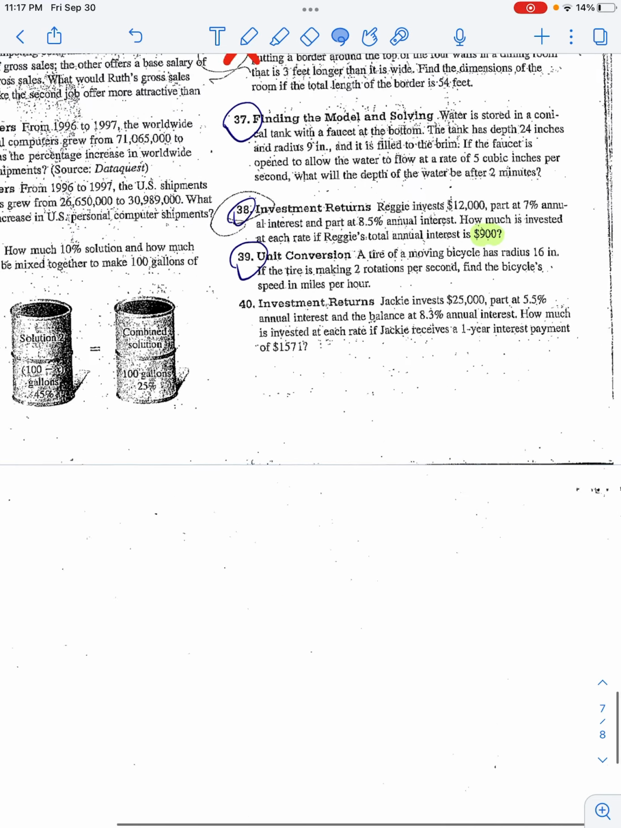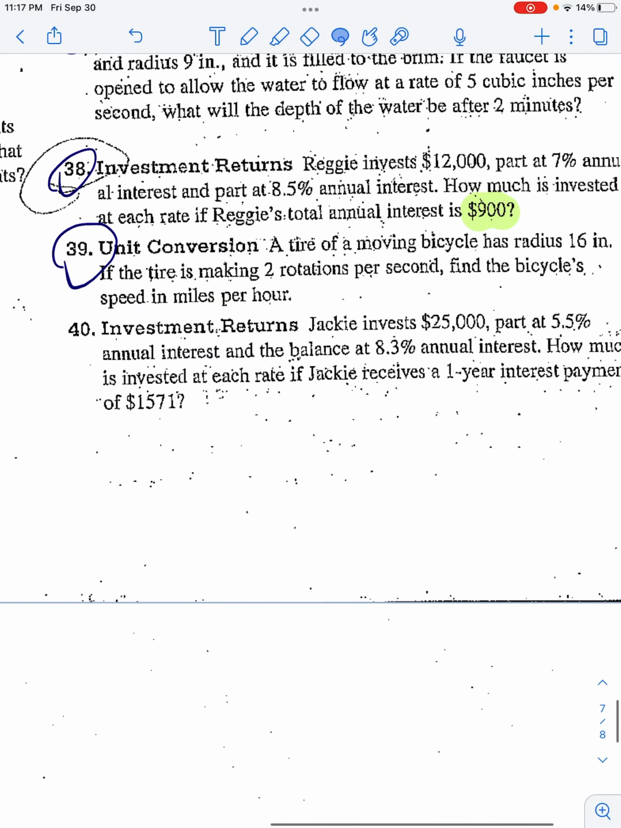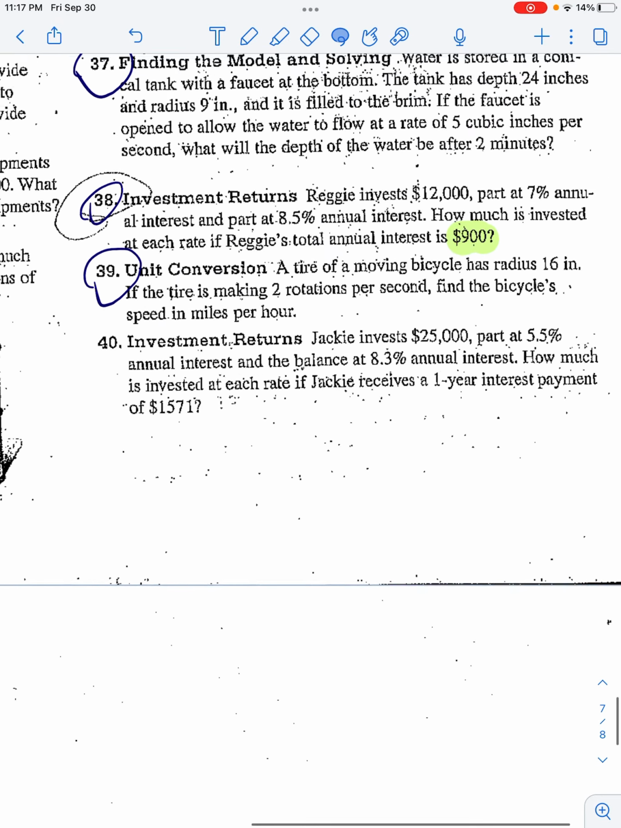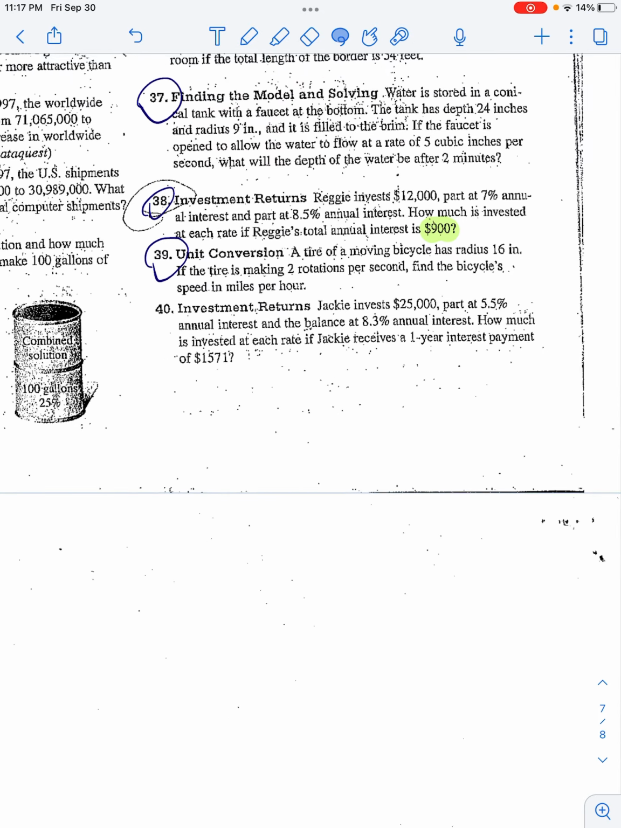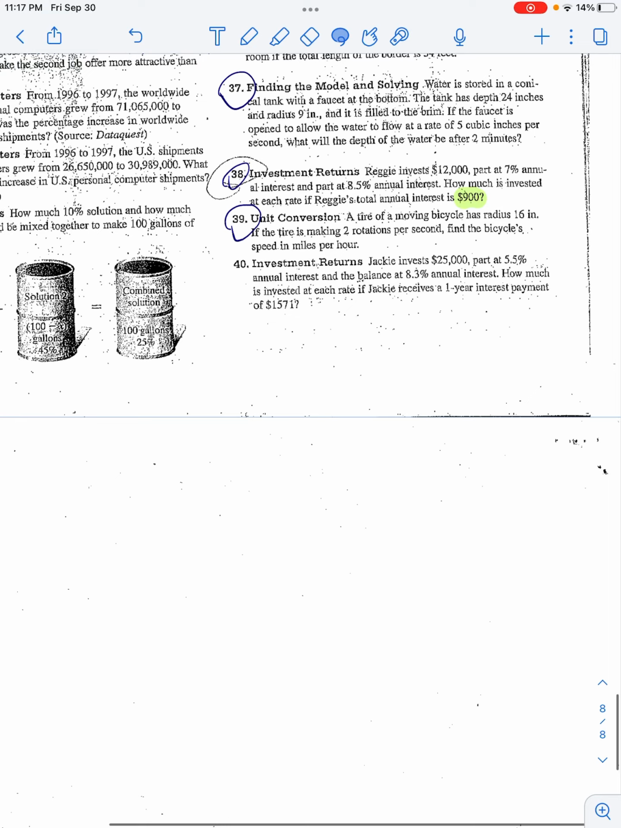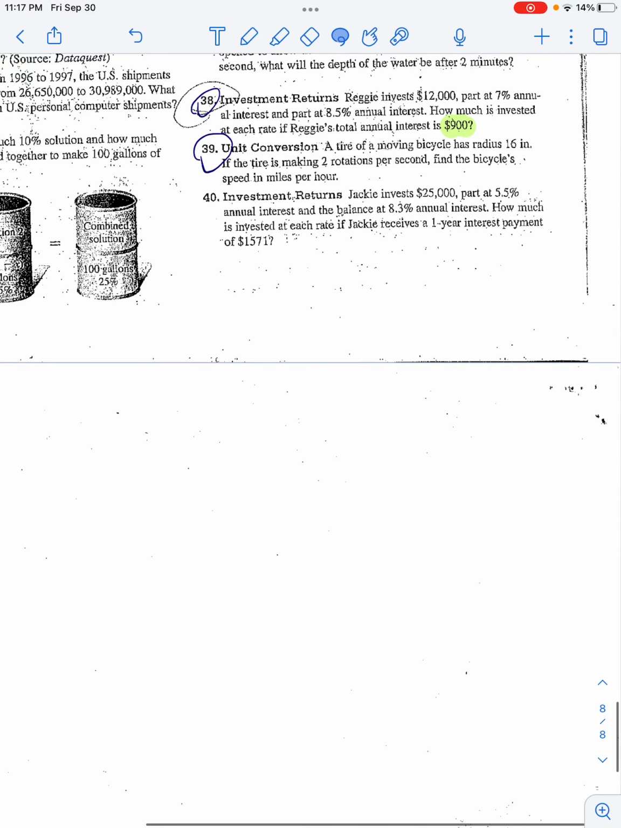Delete. All right, now let's do 39. Last problem of the unit. A tire of a moving bicycle has a radius of 16 inches. If the tire is making 2 rotations per second, find the bicycle's speed in miles per hour. Woof! All right, this could be intimidating, okay? Let's see what's going on here.